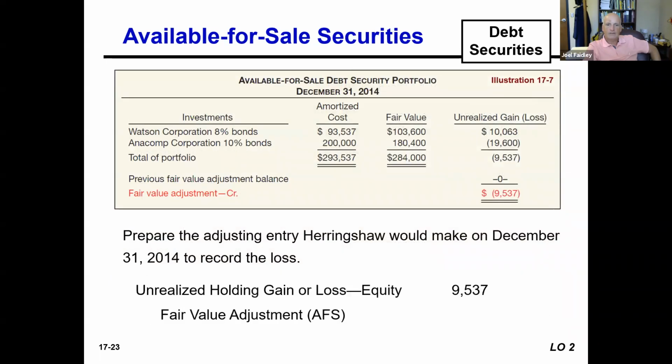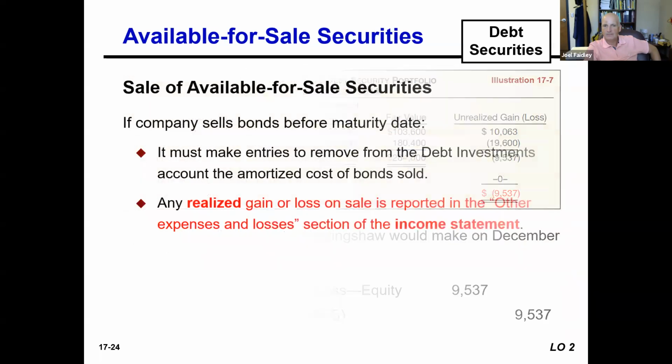All right, so we need to make an entry for that. And the entry is debit against your OCI and equity for $9,537 and credit fair value adjustment. All right, what they're going to show you here is what happens when you actually sell one of those, maybe buy another. You've got to true up that fair value adjustment account.